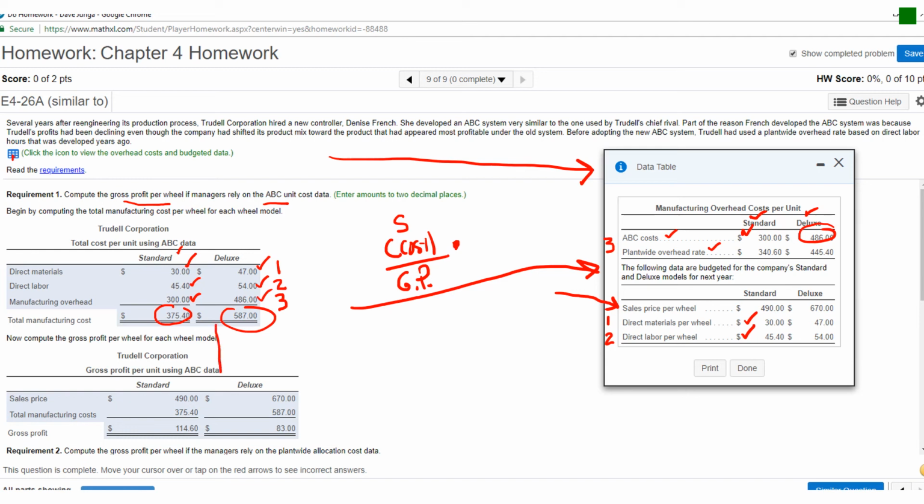So then you go to the second part to get the gross profit. Since that's the cost, the sales price for standard is given at $490. You subtract out the cost, you get gross profit per wheel of $114.60. For deluxe, the sales price is given at $670. You subtract out the cost, that gives you a gross profit per wheel of $83. So in the second part, you're doing the exact same thing, except you're just going to have a different overhead cost, which changes your total cost, which will then change your gross profit. So we'll look at that on the next slide.